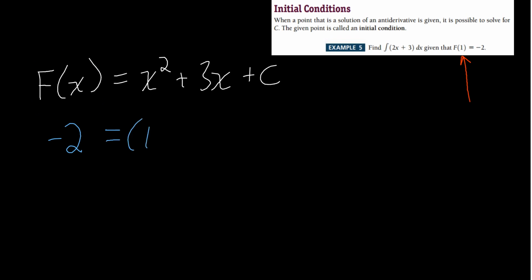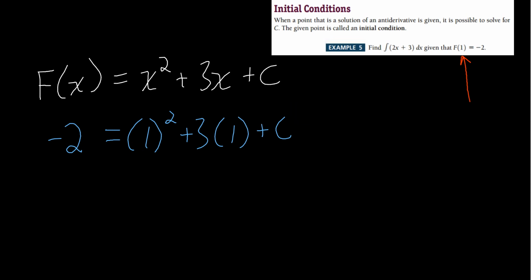So we're going to put a 1 here, 1 squared, plus 3 times 1 plus c, and of course you can see how we're going to solve for c here, right? Because it's the only unknown. We're just going to basically put it all by itself.